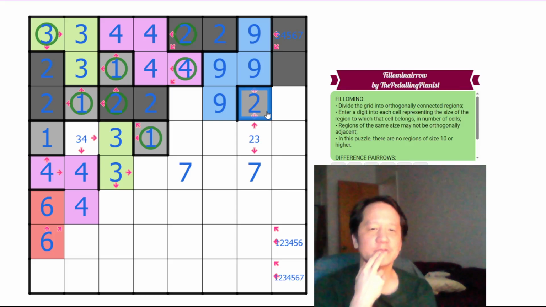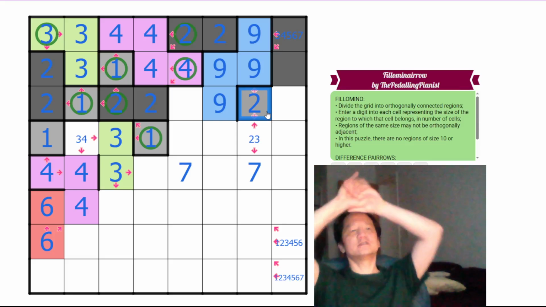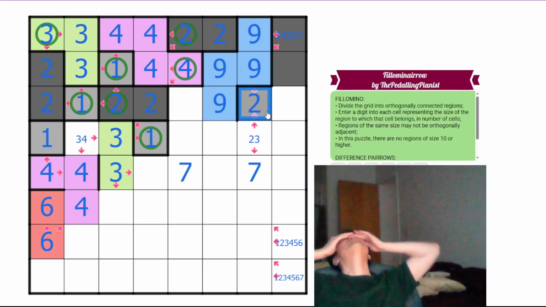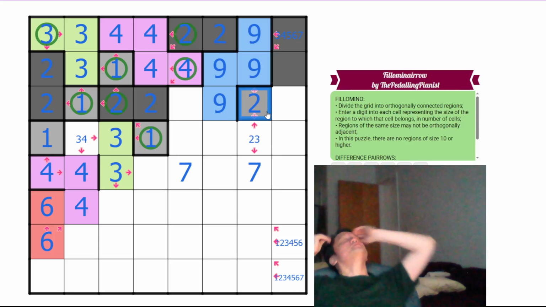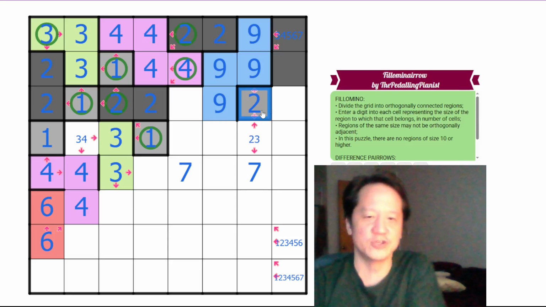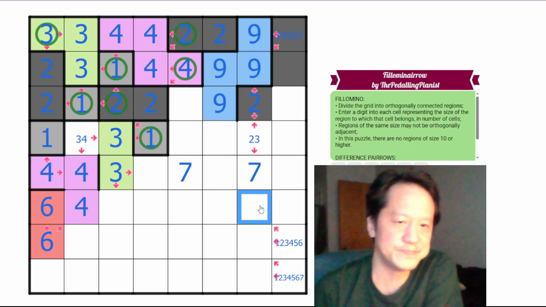I guess that could be okay. 13 plus 9 is 22. 26 plus 22 is 48. So we have 64 minus 48 left, which is 16. So we have 16 cells unaccounted for. So this could have actually another 6 there. Lovely.